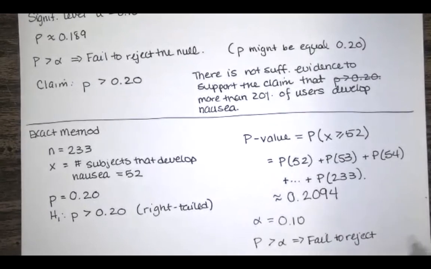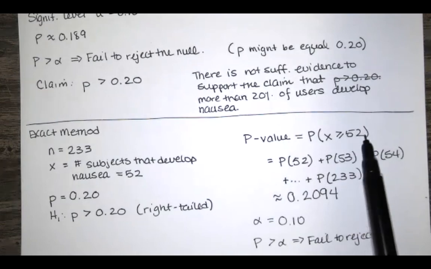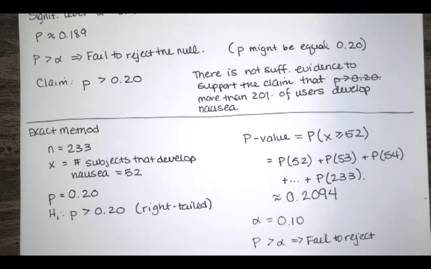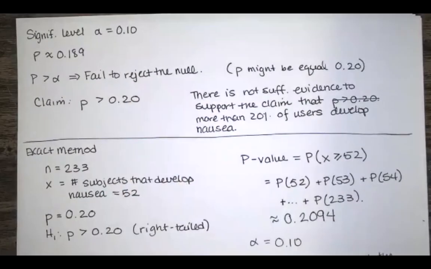We're saying that if the proportion of people that get sick when they take this drug is 20%, then the chance of getting 52 or more out of those 233 people being physically nauseous due to taking that drug is 20.94%. So that's not particularly rare, so there's no reason to reject this null hypothesis. So we will fail to reject the null. We're saying that the null hypothesis might be true. And that's exactly the same conclusion we came up with up here.